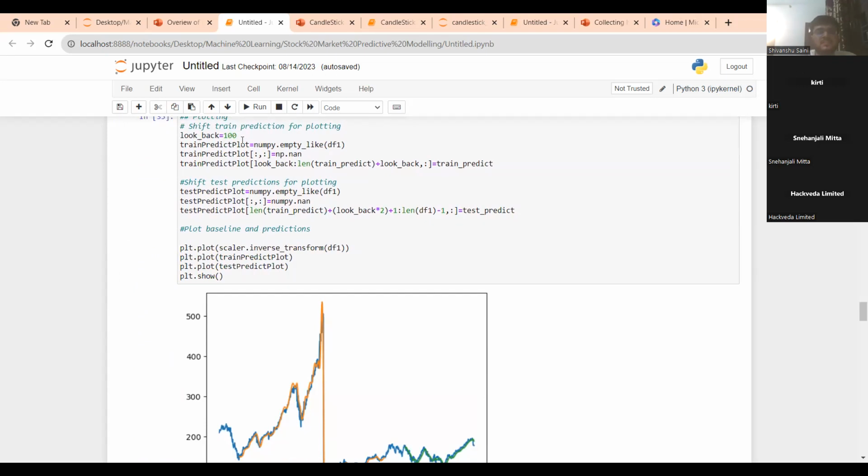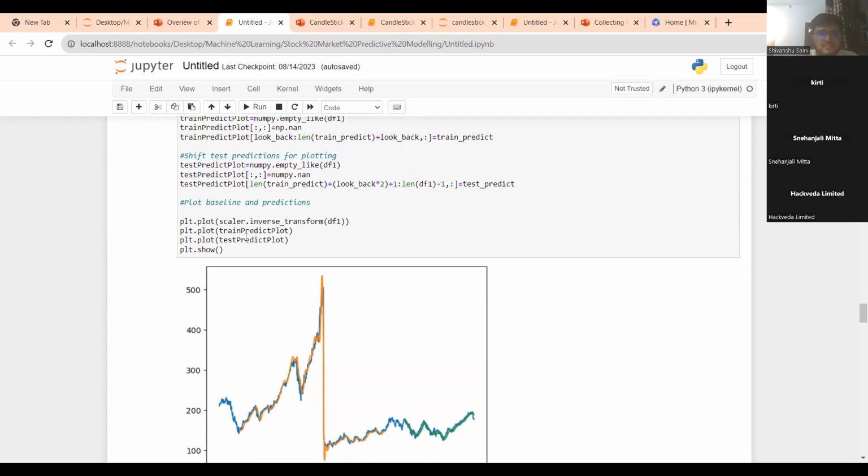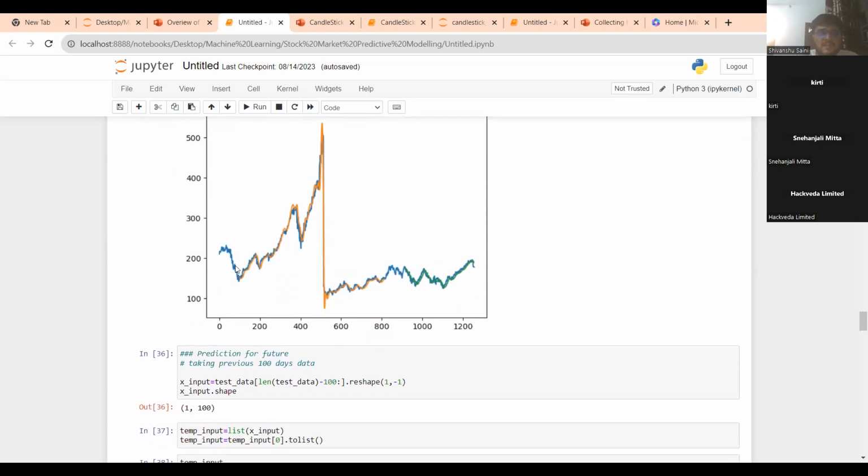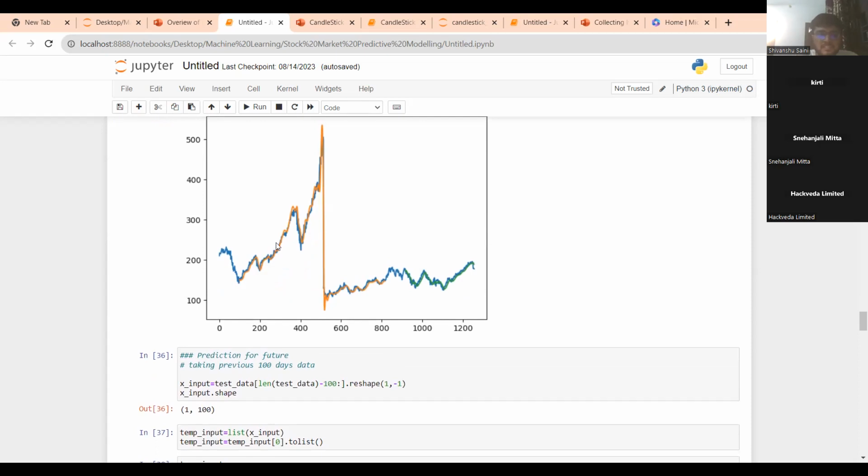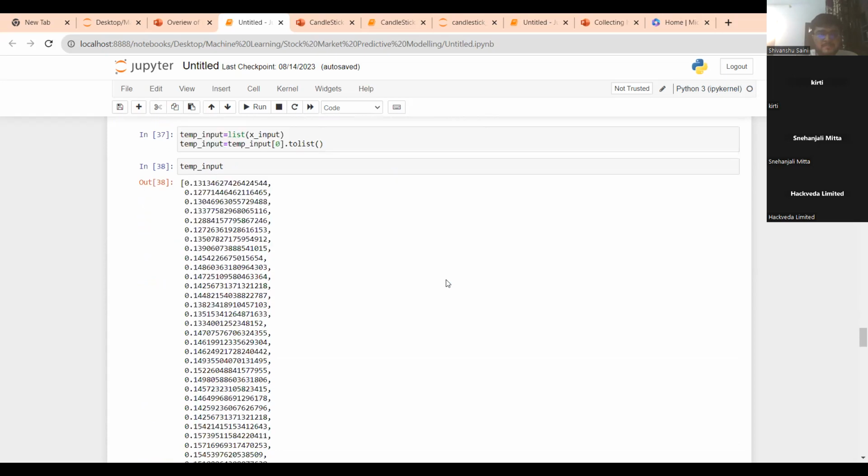I previously told that we are predicting the price of a day on the basis of previous days. So look back equals 100 means the previous 100 days will be used to get the data of the 101st day. So here are the functions. The orange line, as I previously told, denotes the data given for training, and the green line indicates what is predicted.